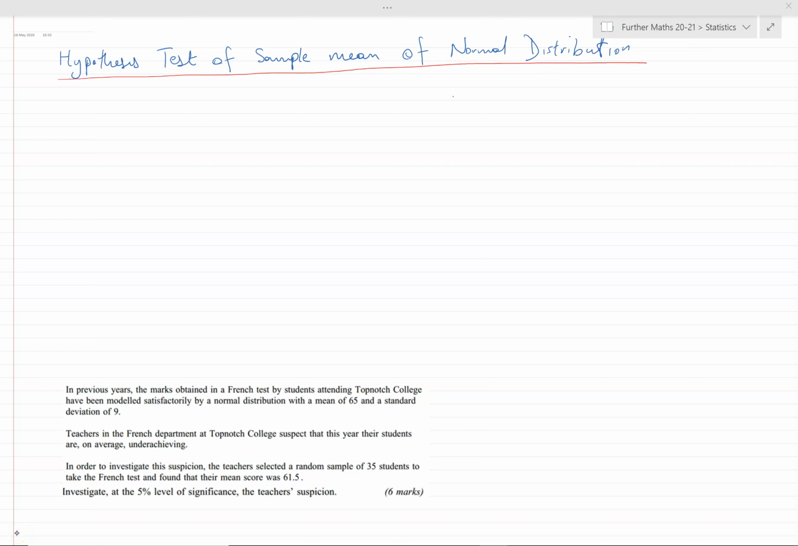In this video we're going to be looking at how to conduct a hypothesis test on the sample mean for the normal distribution. Quite a common hypothesis test. Basically what we've got here, imagine we have a distribution which we know is normally distributed, with an assumed mean and unknown standard deviation.